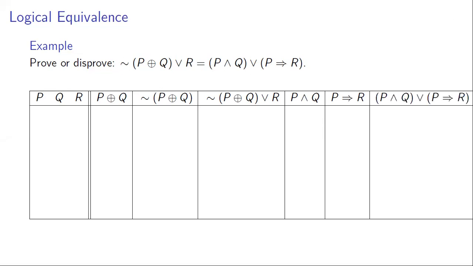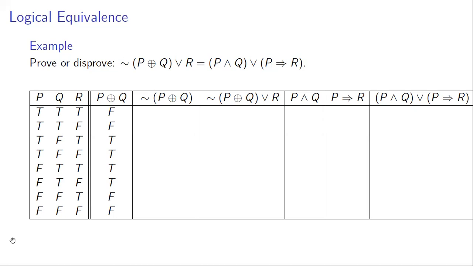Now we put down the combinations of true and false for P, Q, and R. We start with R, the rightmost of the 3. We put down alternating true and false. Then we do alternating groups of 2, and then alternating groups of 4. Now we do P XOR Q, and now we do not (P XOR Q). And now we do not (P XOR Q) or R.